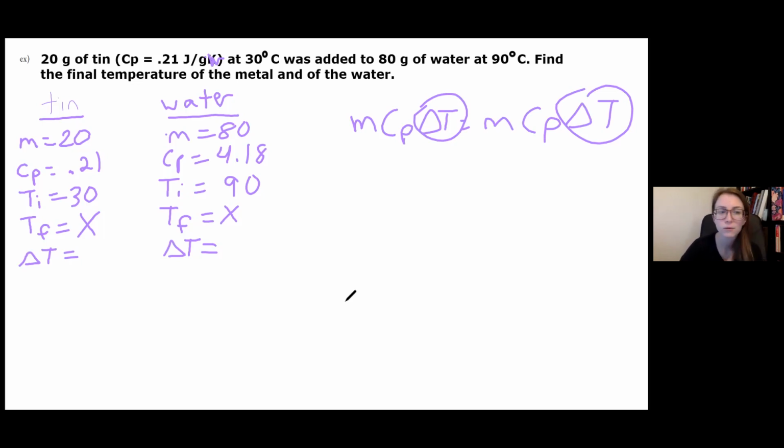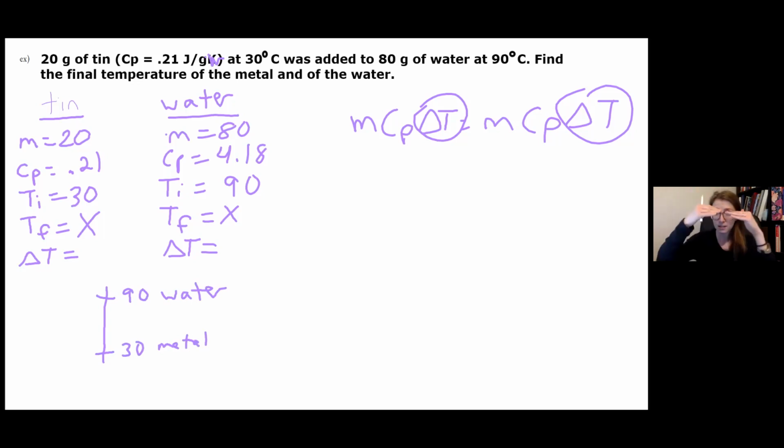Now, how do you know if X is bigger or smaller? This is when I'd say draw that thermometer I keep doing. Draw out a thermometer. It doesn't have to be fancy. Boom, there's a thermometer. 90 would go at the top of the thermometer, and that's where water starts. 30 is obviously lower than 90 on a thermometer, and that is where the metal starts.